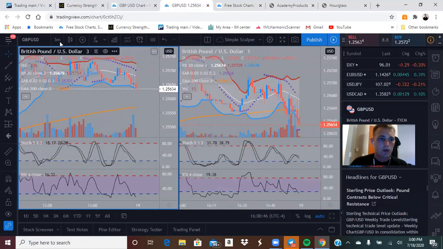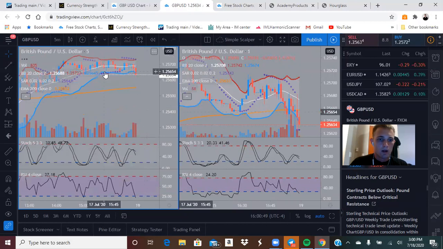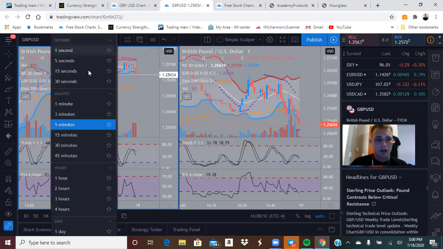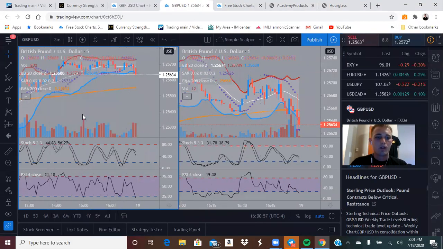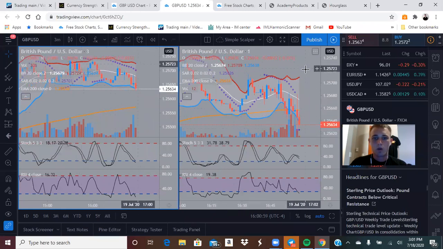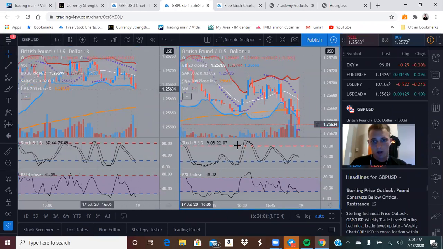One of them I have on the 3-minute or the 5-minute. It just kind of depends. If it's in consolidation, I'll use the 3-minute. If it's moving pretty good, I'll use the 5-minute. I think T-Beck uses the 3-minute and 1-minute. And over here is the 1-minute because I want a precise entry, right?